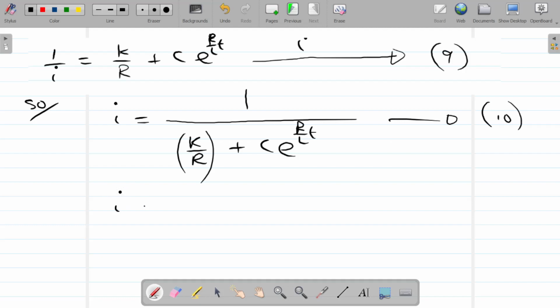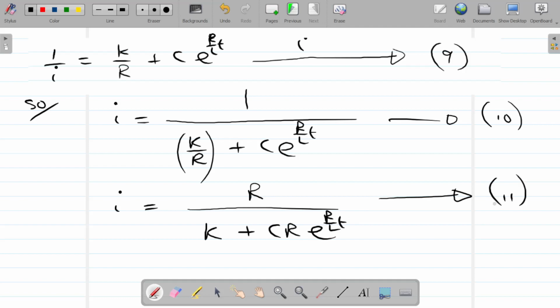But we can rewrite that as I equals, well, let's do the denominator first. Multiplying top and bottom by r, we get r on top, and we get a k on its own there, plus c r e to the r over L t. And equation 11 is our answer when E is equal to 0, when we want the total voltage to be equal to 0 from all those components added up.